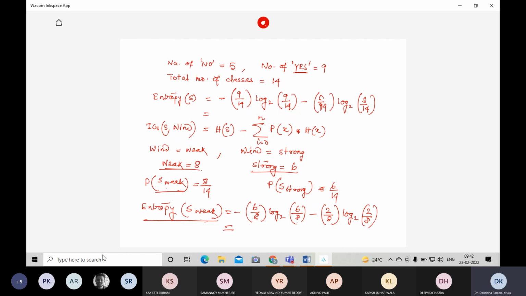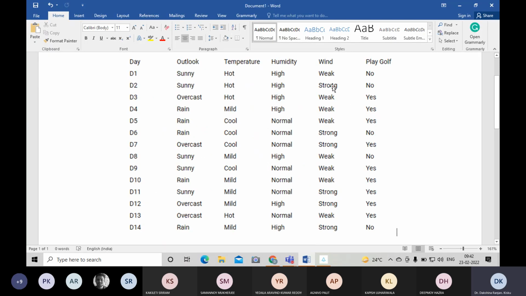Now we will get the entropy over strong values. Here we need to see how many yes decisions are coming for strong values and how many no decisions are coming for strong values. So let us see the database again. Let us consider, how many strongs are found? 1, 2, 3. Okay, so 3.